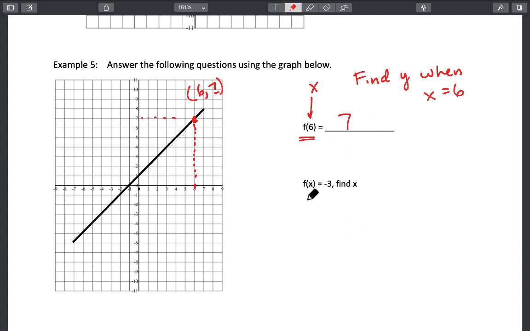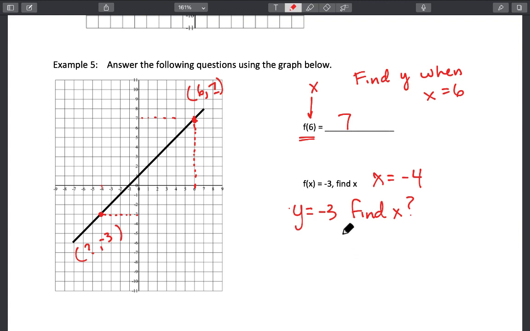Next it says f of x is equal to negative 3. In other words, your y value is negative 3. Find out what x is. All right, so let's go on our y-axis. Let's go down to negative 3, and we're going to trace that across to the point on the graph. So here is where we have this coordinate where y is negative 3. We want to know what the x coordinate is. Well, if we trace that back up to the x-axis, we can see that that's negative 4. So x is equal to negative 4.